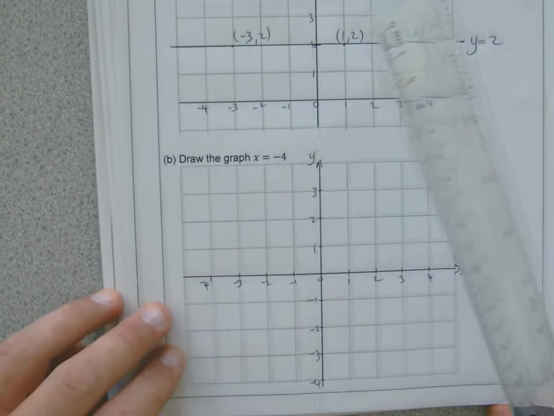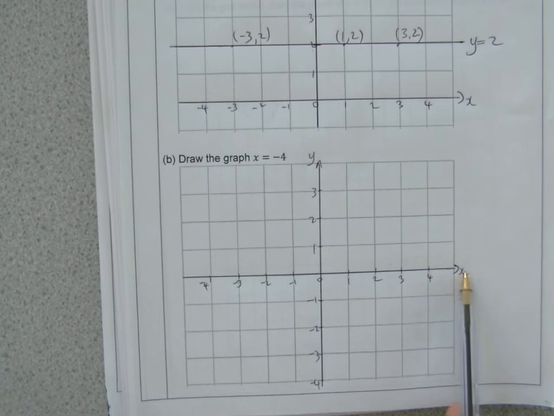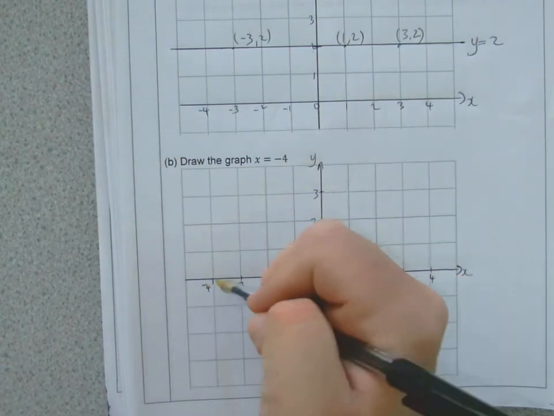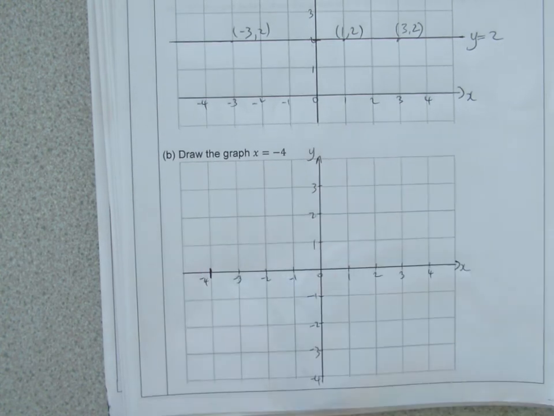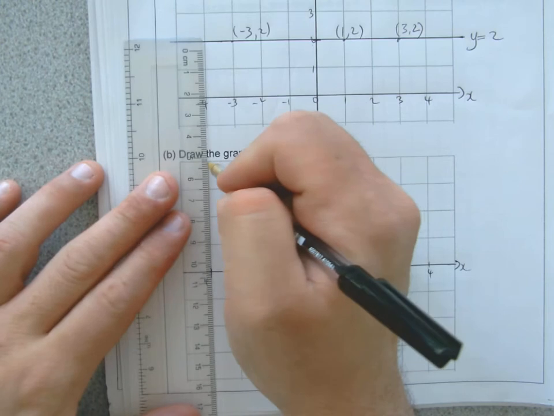For b, then, I've drawn this axis. Okay, this is: draw the line x equals minus 4. Now, x equals minus 4 is actually a vertical line. Okay, it's a vertical line. And you do the same as we've done before. You go now to where x is minus 4. So there's the x-axis, and x is minus 4 here. Mark it. Look, it's already got a mark through it, but I'll emphasize that there. Okay. So there's x minus 4, and I'll draw a line through that mark.